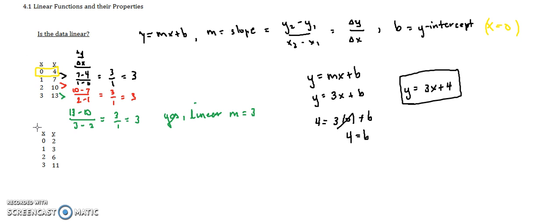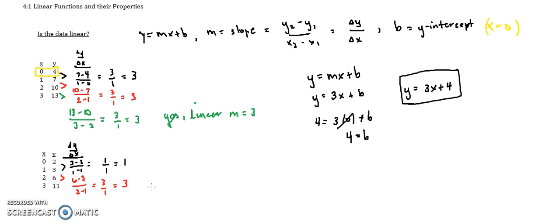Okay, so let's try this other one. Move it down just a little bit so I have more space. Okay, same idea. We want to know, is this linear? So again, we're going to look at change in y over change in x. Okay, so first set of points, we're going to have 3 minus 2 over 1 minus 0. So that's going to be 1 over 1 is 1. All right, next 2 points, we're going to have 6 minus 3 over 2 minus 1. That's going to be 3 over 1 is 3.